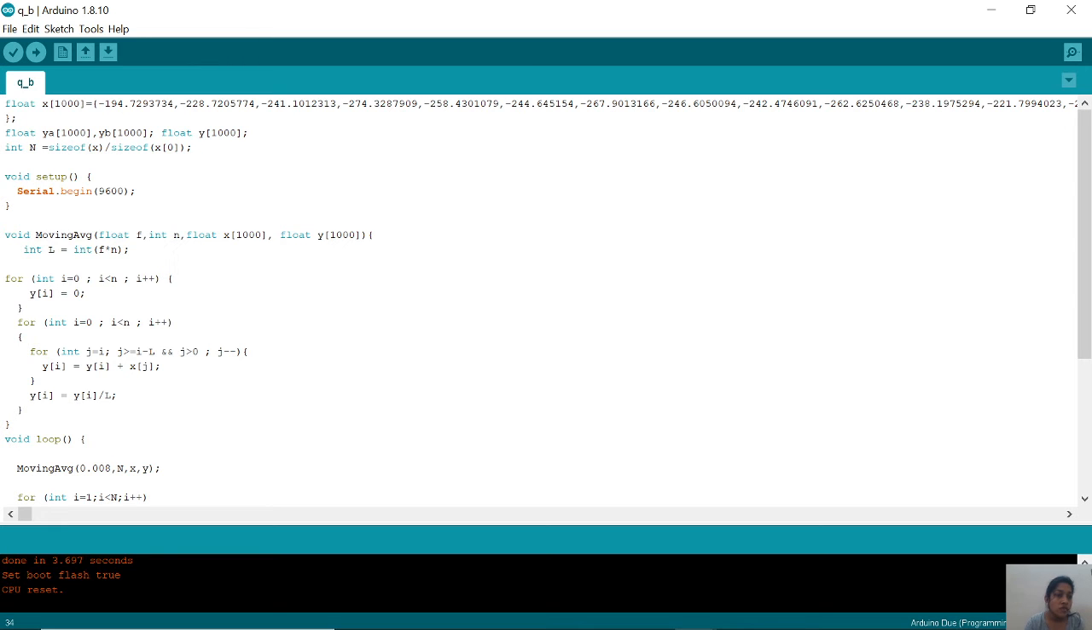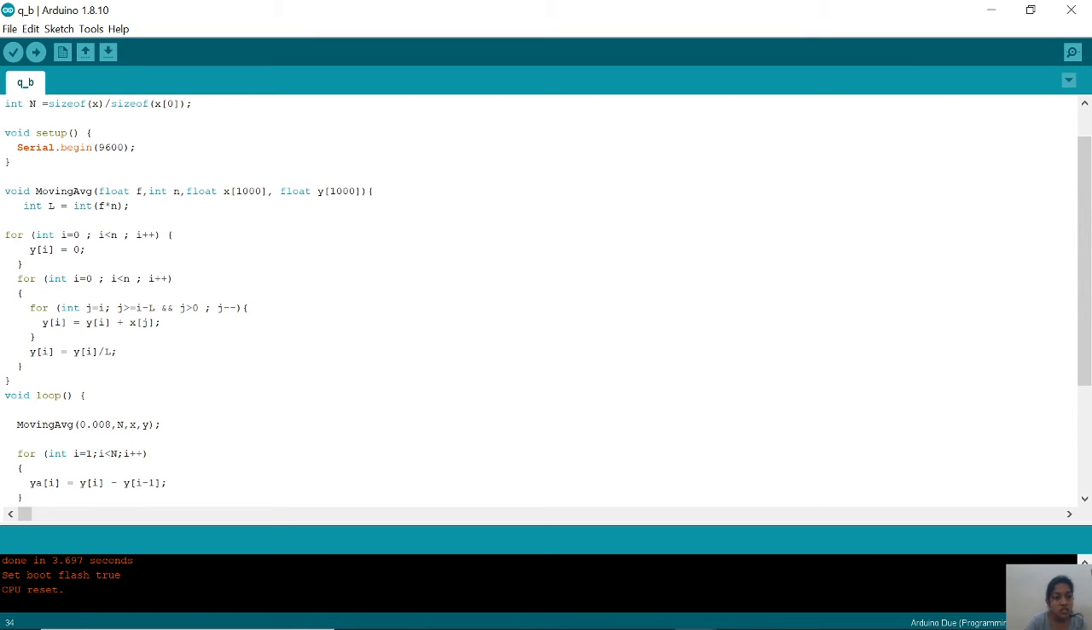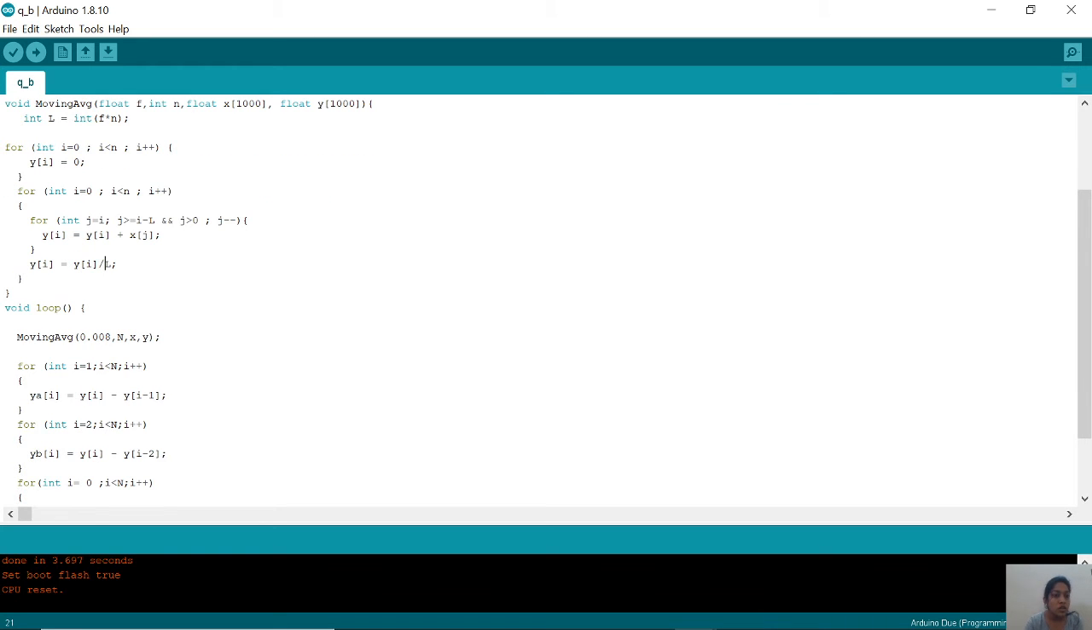First, we'll be taking a separate function, void moving average, and these are the inputs which we'll be taking. This is similar to what we did in the earlier one. We'll be taking i equal to 0, i plus plus, we'll be initializing them to 0, and then we'll be taking the average, y of i equal to y of i plus x of j, and after the completion of the inner loop, we'll be taking the average of all the samples by the window L, y of i by L.